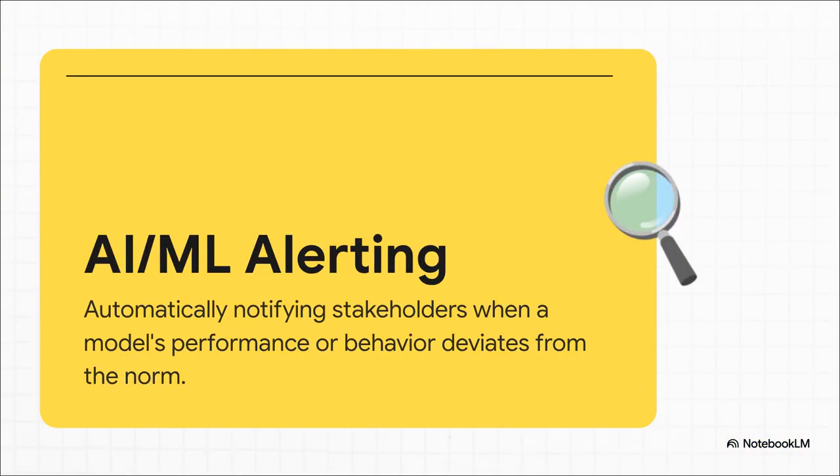When you get right down to it, AI/ML alerting is just this, an automated system that taps you on the shoulder the second something looks off. It's not about passively logging errors. It's about actively turning all that monitoring data into a notification someone can actually do something about. It really is your first line of defense.